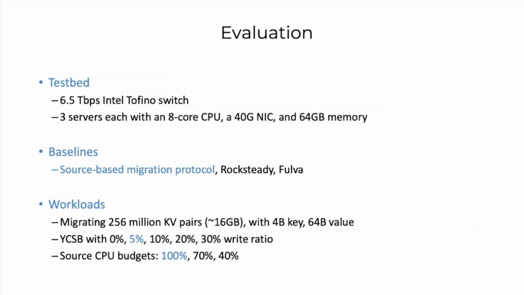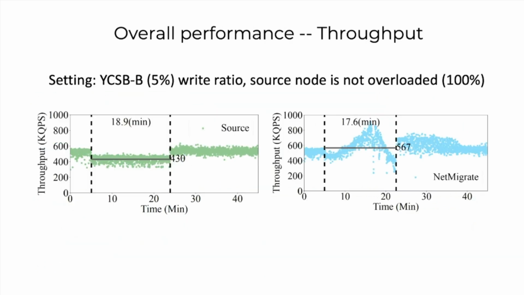And we can also limit the source server's budget to mimic that the source is overloaded and there's a load imbalancing scenario. And for brevity, we just show the comparison with the source-based migration protocol and 5% write ratio YCSB workloads. So let's look at the throughput.